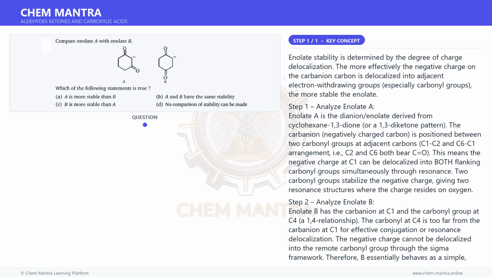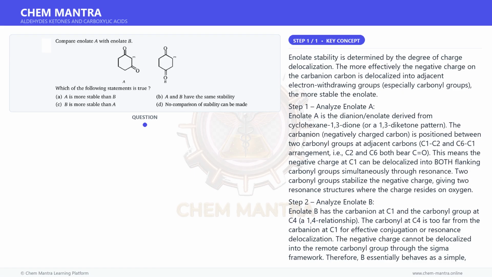Enolate stability is determined by the degree of charge delocalization. The more effectively the negative charge on the carbanion carbon is delocalized into adjacent electron-withdrawing groups, especially carbonyl groups, the more stable the enolate.